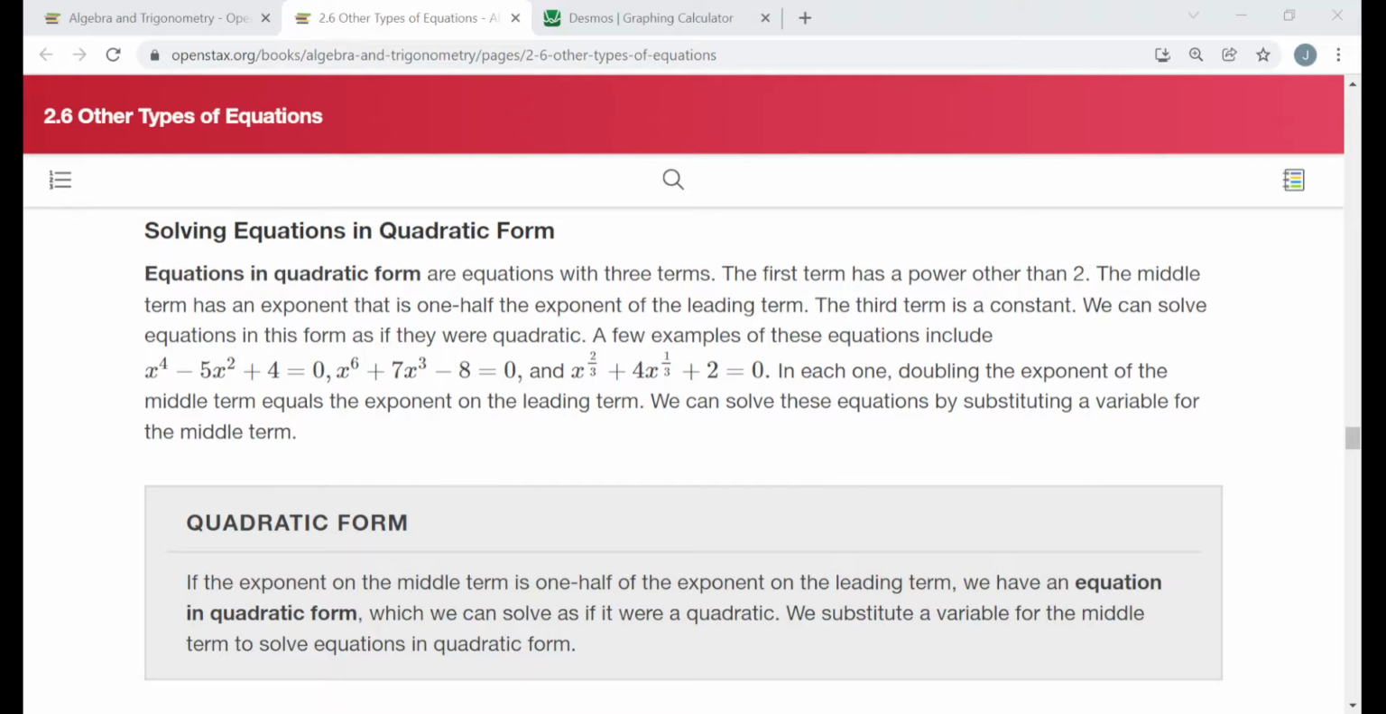Now each example I'm going to be doing in this video is taken directly from a free online textbook at openstax.org, in their Algebra and Trigonometry text, section 2.6, Other Types of Equations, under the heading Solving Equations in Quadratic Form. Each example is either taken directly from the reading, or from one of the try it problems in the reading, or from one of the exercises at the end of this section that's related to this particular objective.